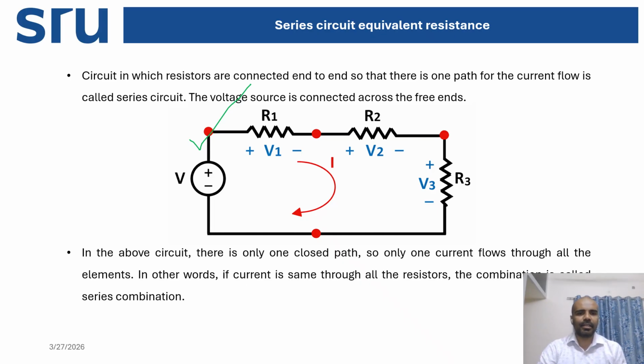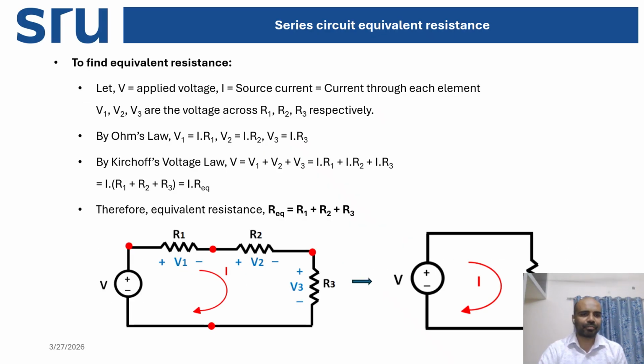Here if voltage V is applied to this combination, V1 is the voltage drop across R1, V2 is the voltage drop across R2 and V3 is the voltage drop across R3. The voltage drops are additive in nature. So V equals V1 plus V2 plus V3, where V is the applied voltage, which must equal V1 plus V2 plus V3. So let's move to the next slide.